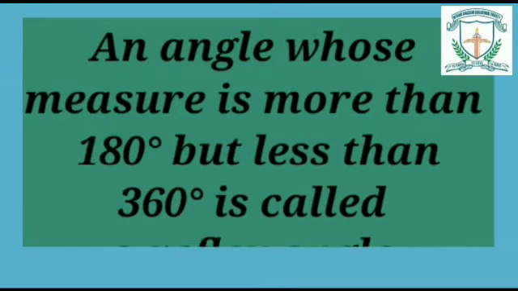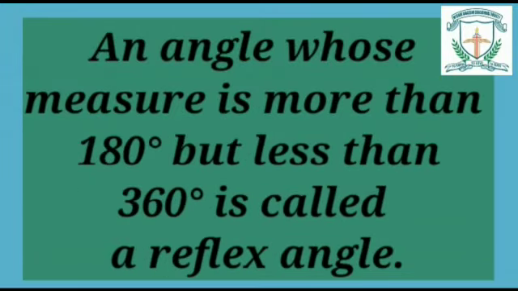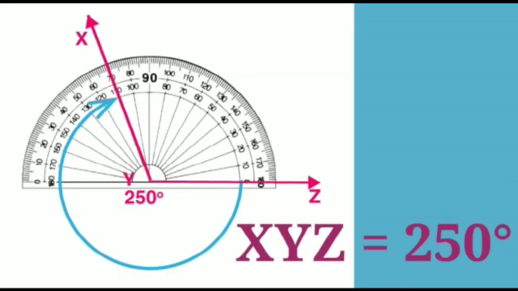Sixth one. An angle whose measure is more than 180 degrees but less than 360 degrees is called a reflex angle. Example, in the given figure, angle XYZ is equal to 250 degrees. So, it is a reflex angle.